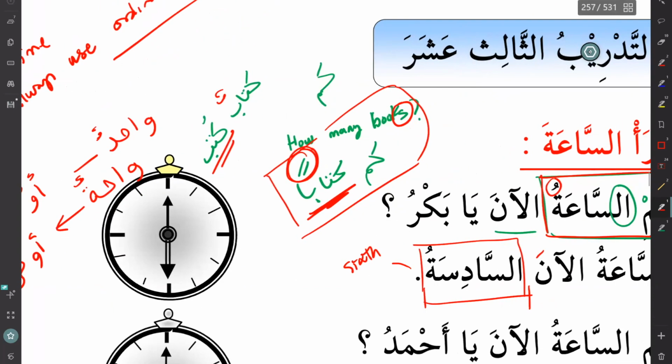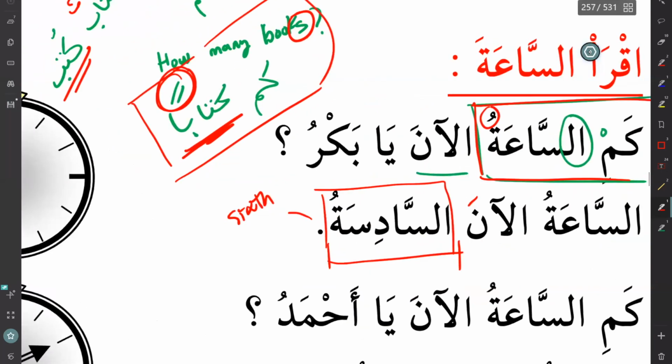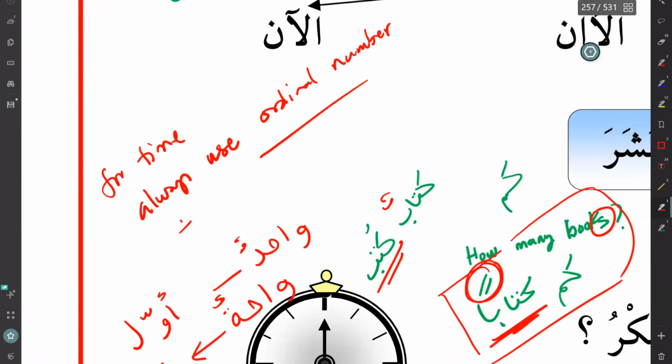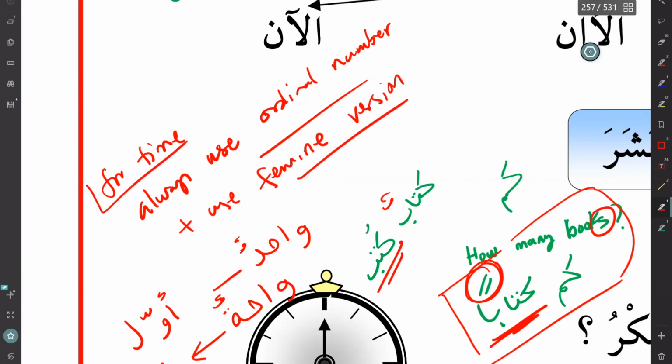So what do you have to do? A few things you have to know. Number one, you use the ordinal number. Number two, use the feminine version. Okay, you understand? For time, you use feminine.